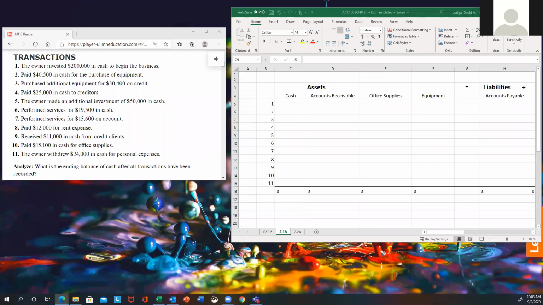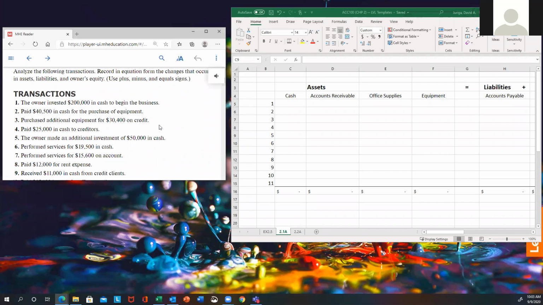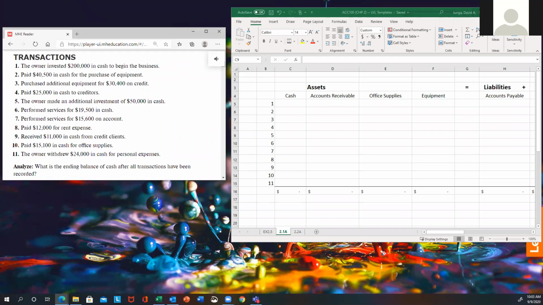So here I am on 2.1a, and let me bring up my annotations here. As you can see, I've got my accounting equation already set up. If you're just starting this now, you've got that template that hopefully you printed, or you can write this out. Notice I've got the 4 asset accounts listed: cash, accounts receivable, office supplies, and equipment.